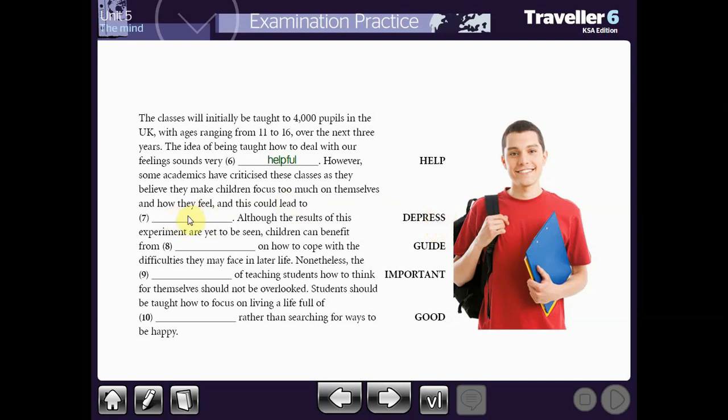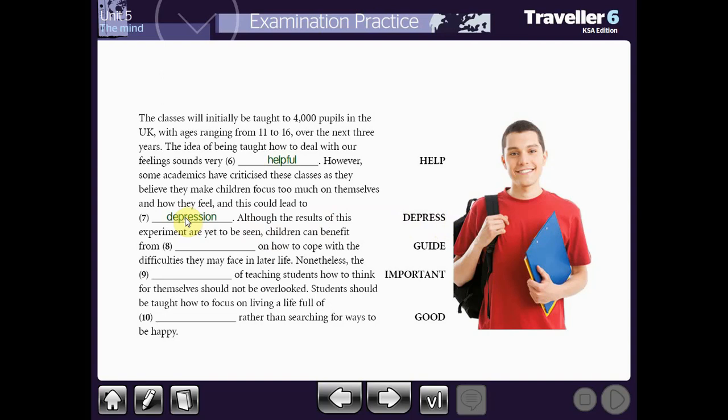So here we want a noun. So what suffix can we add to the verb depress? I think it will be depression. That's right.